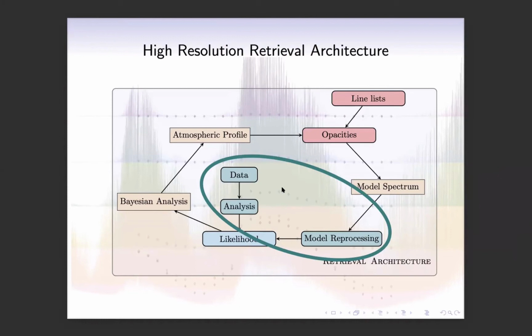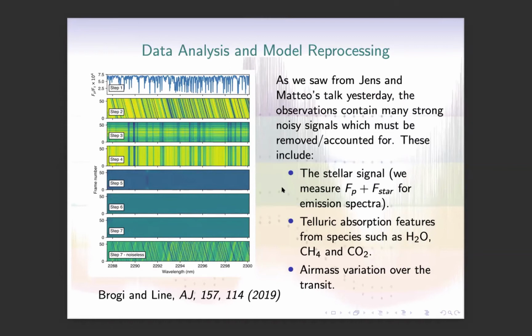This is something that was covered in Jens and Mateo's talk yesterday. But the thing to bear in mind is that there are many, many things that are much stronger than your planet in the observations that you get from high res. The stellar signal, for instance: if you're measuring emission, you get FP plus F star, and because the planet will Doppler shift, you can remove the stellar signal, as we were seeing yesterday.